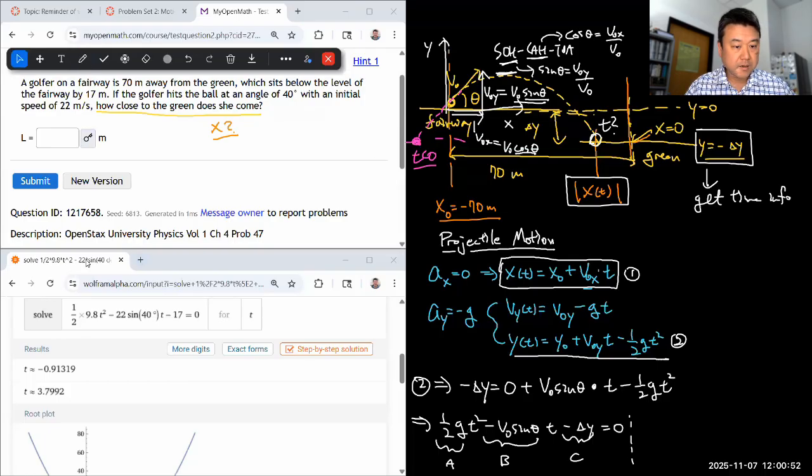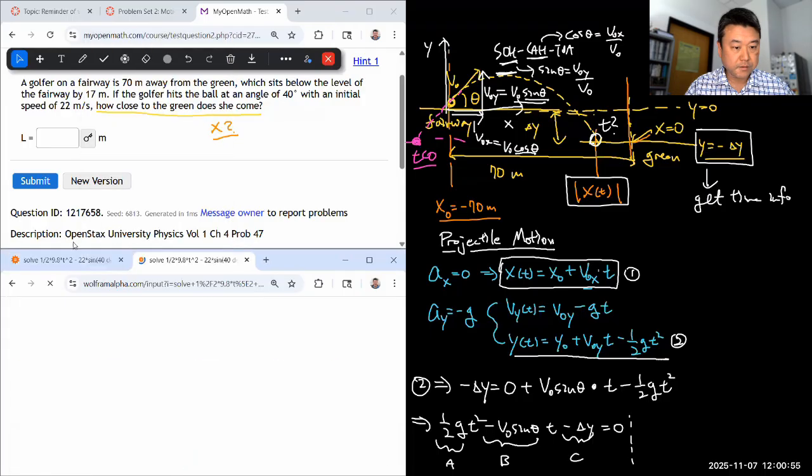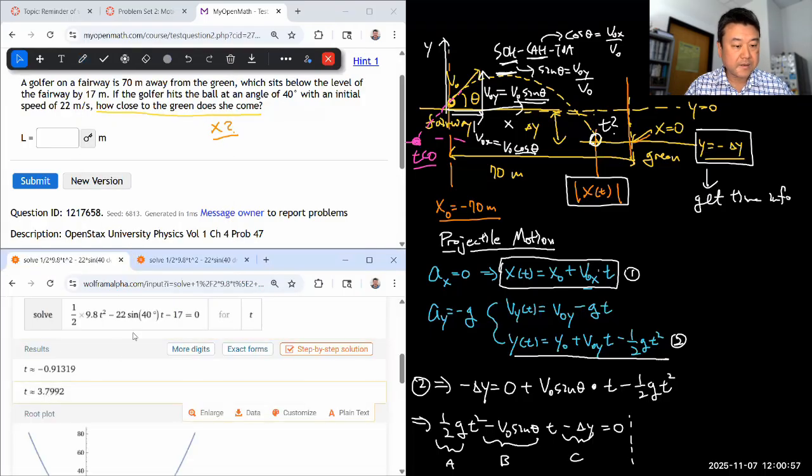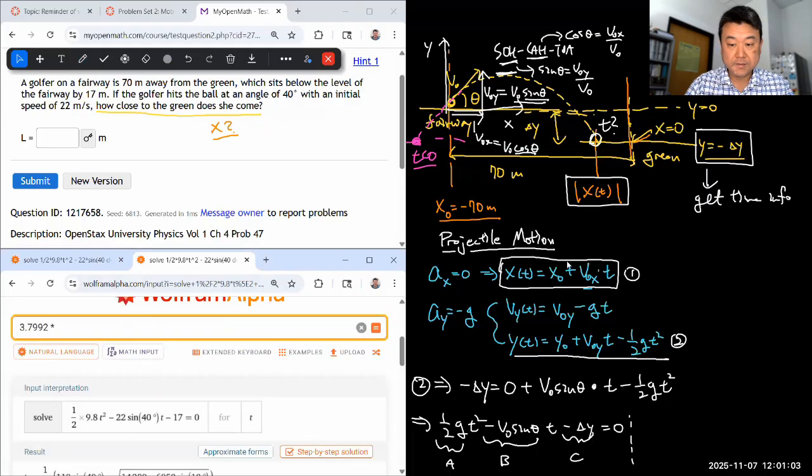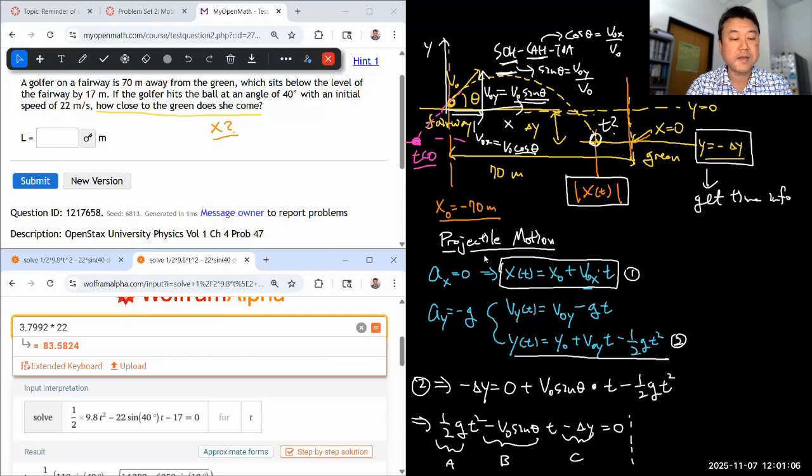The rest I can do from Wolfram Alpha. Let me get a new screen. 3.7992, that's my time, times v naught x, that's 22 meters per second times cosine of 40 degrees. And then my initial x position is minus 70 meters, so I'm just adding that in. That will give me my x position, minus 5.97. So the golf ball is 5.97 meters away from the 70 meter mark.